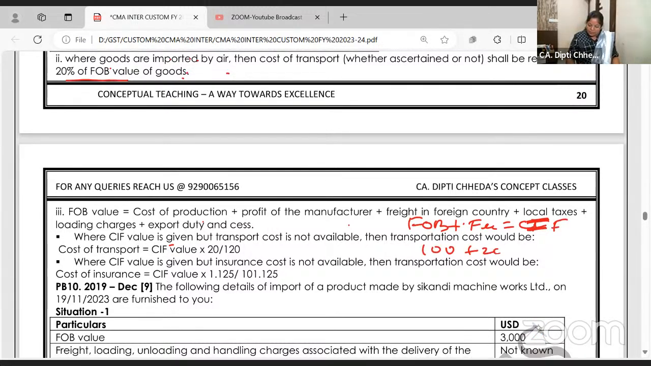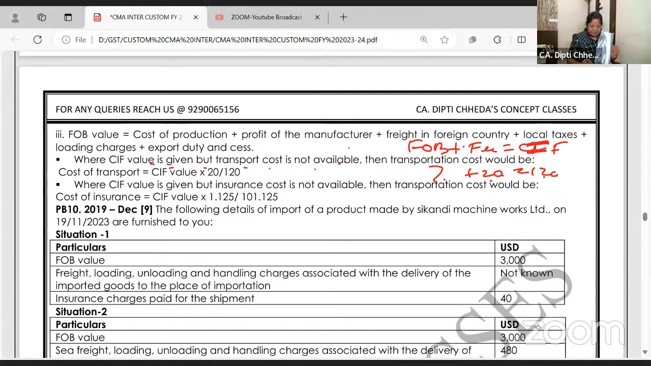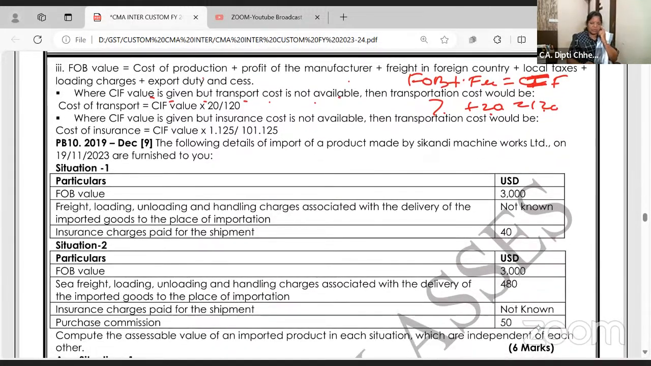So 120, 120. Where CIF is given, but the transport cost is not given, then the transport cost would be CIF into 20 divided by 120. I hope you are getting it. If FOB is not given, then how will you calculate this? Into 20 divided by 120. Same for the others. Chalo.